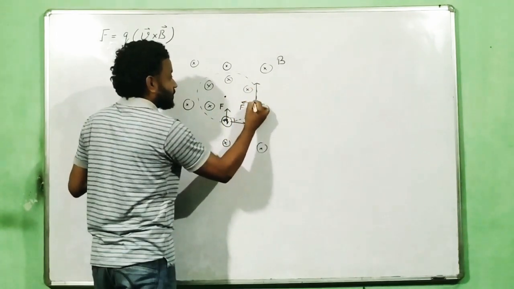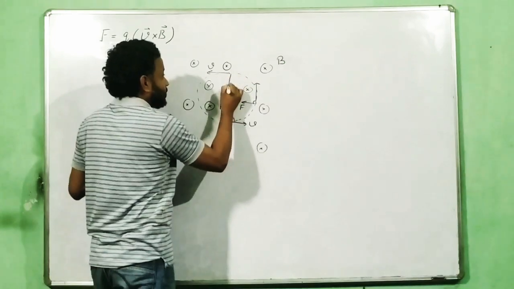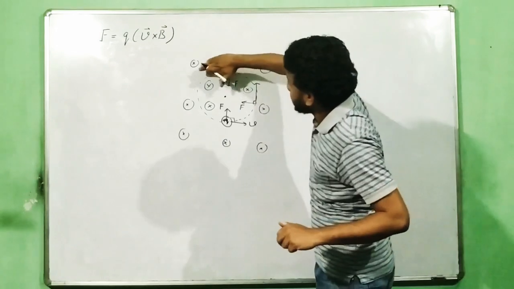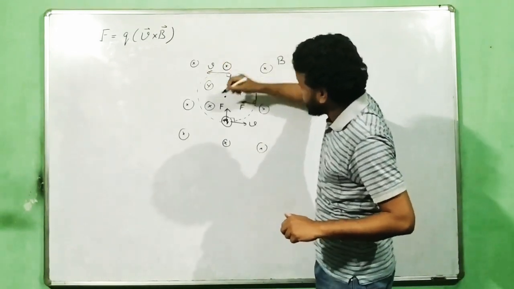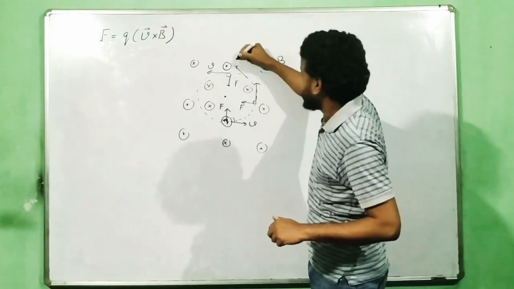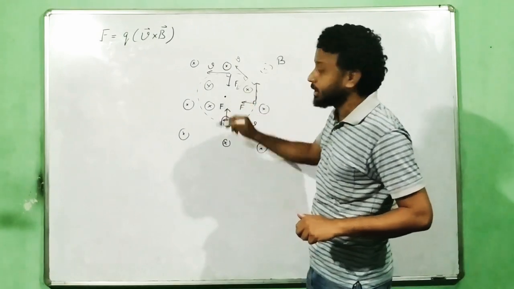Okay, so this is the force. Over here, this is the velocity. So this has to be the force. This is the force, V cross B. So here again it becomes 90 degrees. Everywhere you take any point as velocity, the force will be perpendicular to it and pointing towards the center.